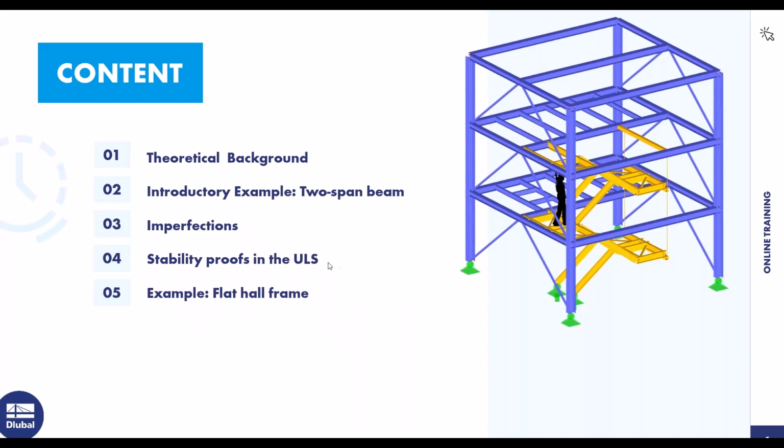And that's the content today. At first, I say something about the theoretical background. Then we turn to an introductory example, a 2-span beam. The next point is imperfections. Then stability proofs in the ultimate limit state. And then we turn to a second example, a flat hull frame.